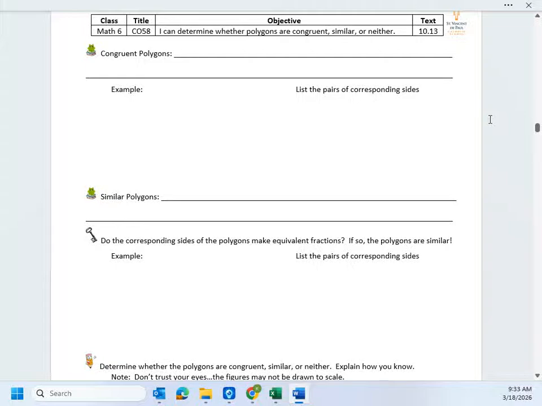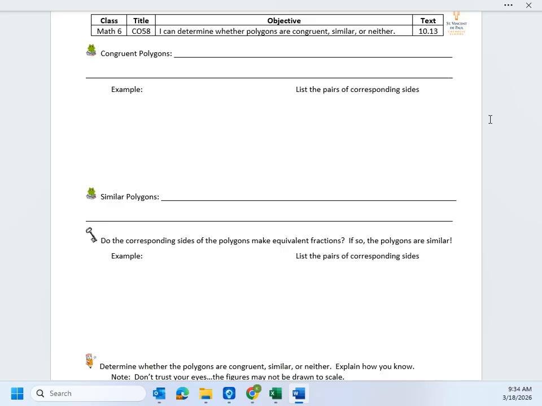Good morning. Today we are continuing on with CO58, working with those polygons. We are going to determine whether polygons are congruent, similar, or neither. So we worked with polygons in yesterday's objective, being able to identify them and classify them. Now we're going to determine if they are congruent, similar, or neither.